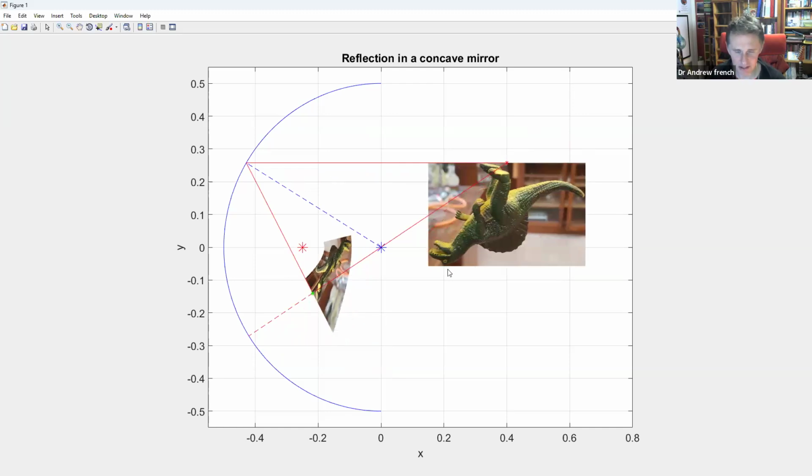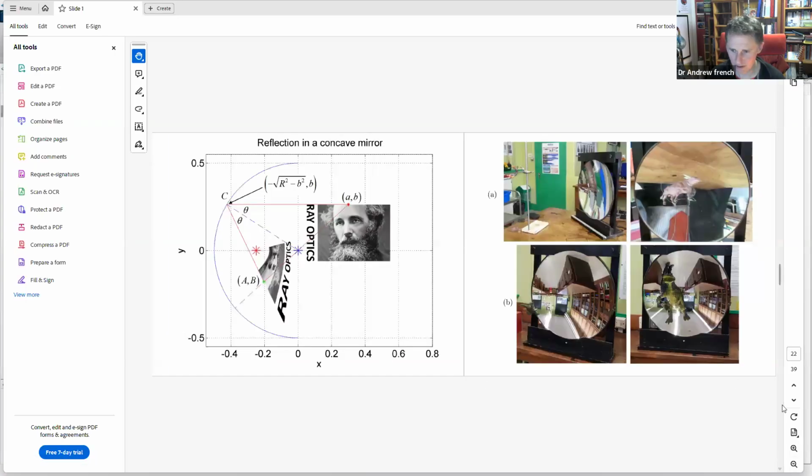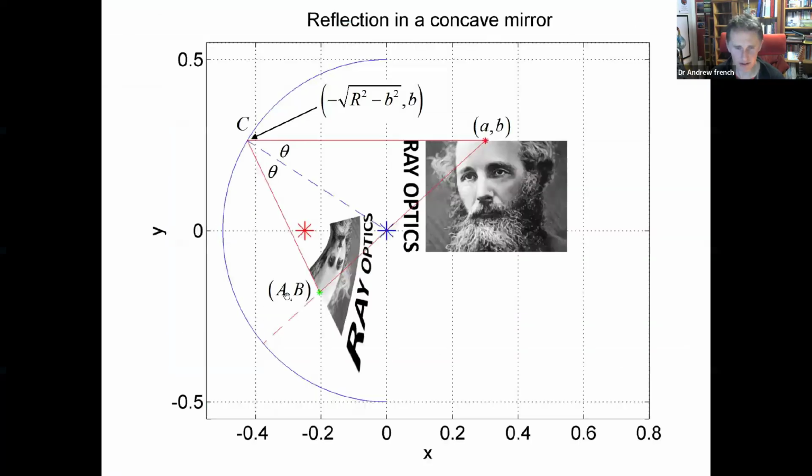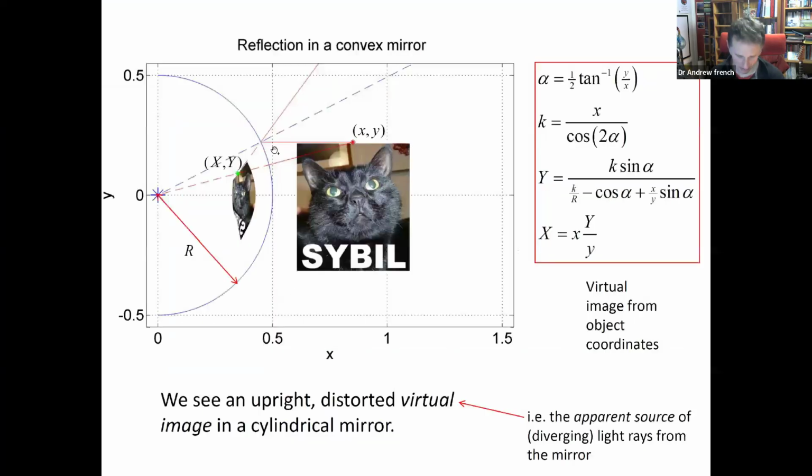So this will be a great little simulation, but you'll need to get used to how do I import a graphic file and then plot it on the screen, and how do I work out those XY coordinates and convert them to these points here. Right. Any questions on that before we carry on? Nope. Okay. Rather than a concave mirror, what about a convex mirror?